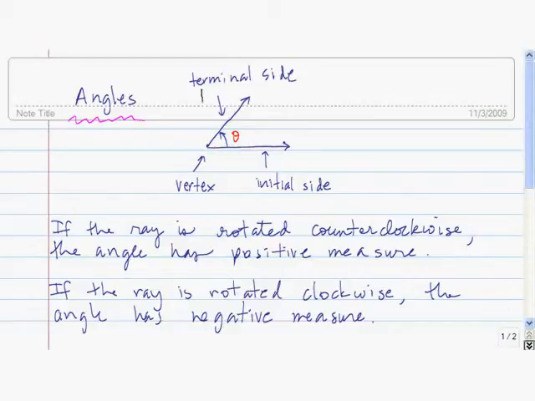If the angle is positioned so that the vertex is at the origin and the initial side corresponds with the positive x-axis, then the angle is said to be in standard position. So the vertex is at the origin and the initial side is on the positive x-axis.